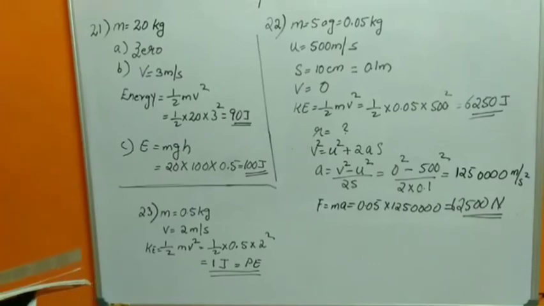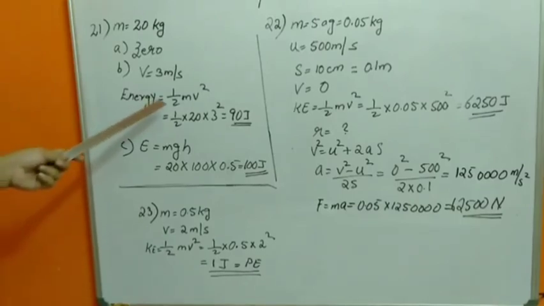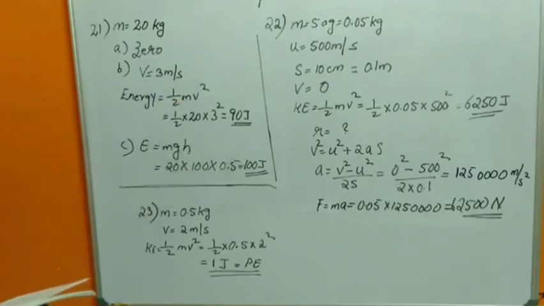Second sub-question: if the person runs carrying the box with a speed of 3 meters per second. So here the person starts running with velocity 3 meters per second. You are asked to calculate the energy. Here, when a body moves, which kind of energy? Kinetic energy. So just substitute: kinetic energy is equal to half mv square. We get 90 joule.